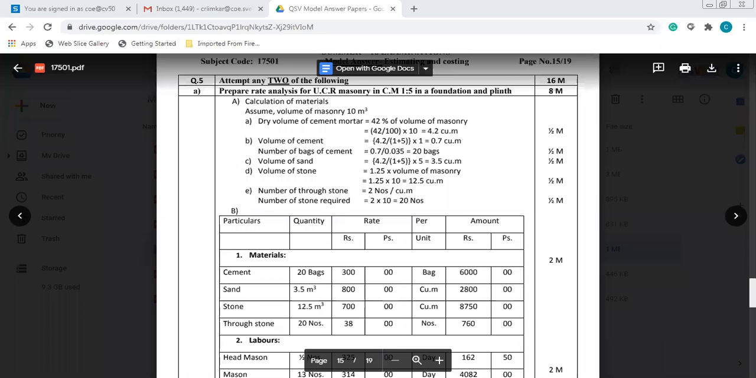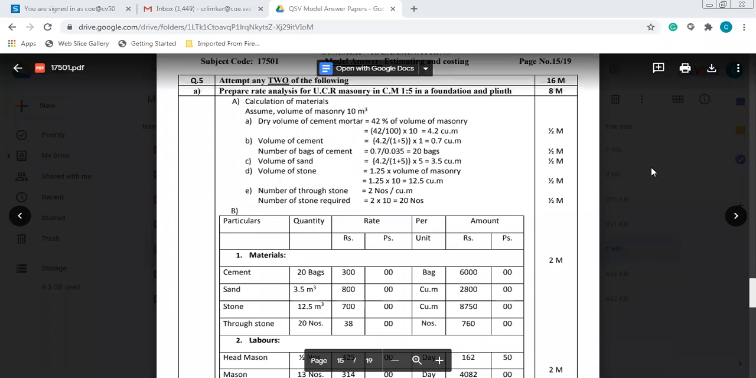Okay, so we will begin our lecture. Yesterday we completed the problems related to rate analysis, and in that we covered the rate analysis for concrete, then brickwork in superstructure in cement mortar, and the third category, plastering. Now the fourth category that we are going to discuss in today's first session is the rate analysis for the UCR masonry. This is the last category in our rate analysis problems.